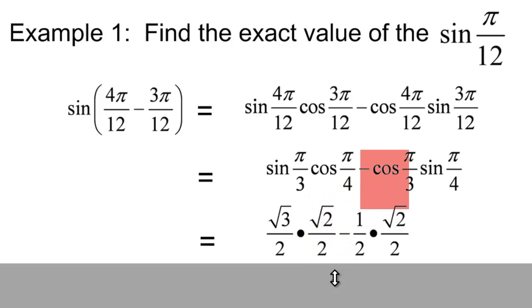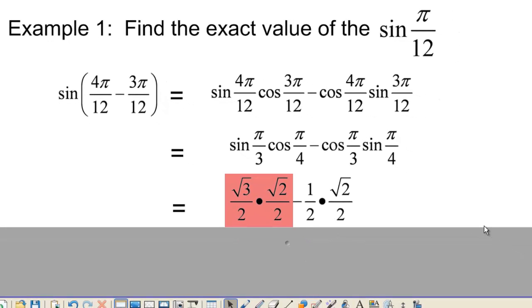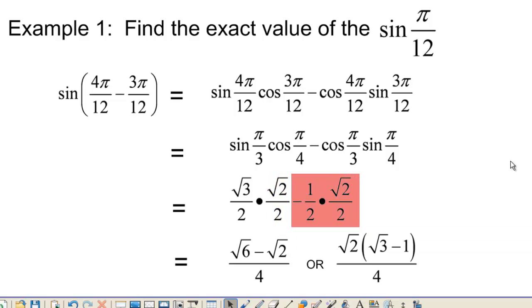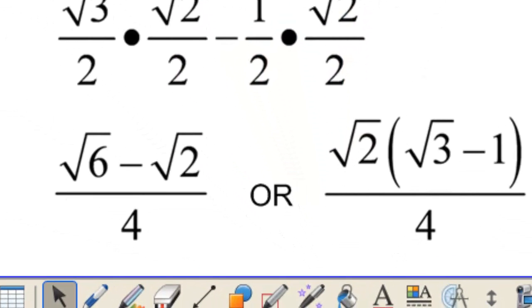Then I'm going to subtract the cosine of pi over 3, which is a half, and the sine of pi over 4, which is root 2 over 2. Next, I'm going to use my Please Excuse My Dear Aunt Sally rules, and I need to do the products before I do the difference. So root 3 over 2 times root 2 over 2 is root 6 over 4. Then I'm going to subtract off root 2 over 4, and since they have a common denominator, I have root 6 minus root 2 over 4, and again, I can factor out the root 2, multiply it by the quantity root 3 minus 1 over 4, and either of those would be acceptable final answers.